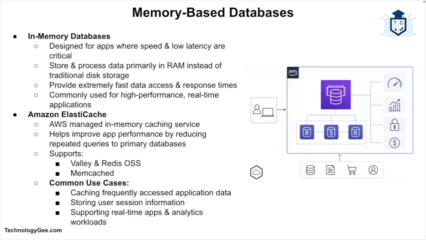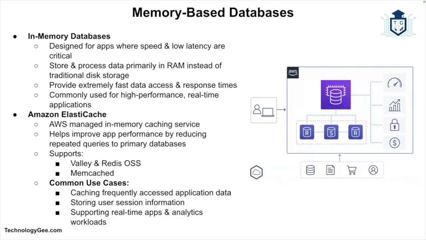All right, next let's talk about memory-based databases, because speed sometimes is everything, and this is where in-memory databases come into play. So instead of storing data on disk, these databases store data in RAM, making them incredibly fast. And the first one is called Amazon Elasticache, and this is AWS's managed in-memory database service. It supports Redis and Memcache, and you would use this for caching frequently accessed data, session storage, and real-time analytics.